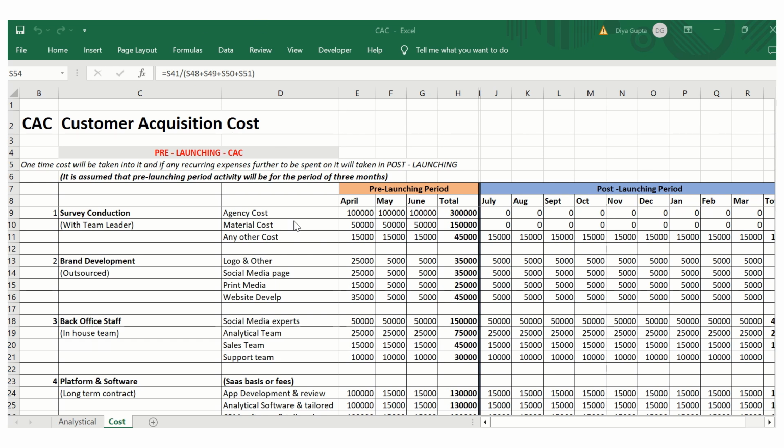Now through an Excel sheet, I just want to make you understand how you can make the budget and how you can keep control over these expenses and analyze what is the customer acquisition cost per order, or customer acquisition cost per customer. Why do you need both of them?